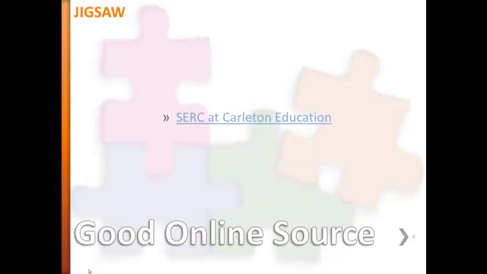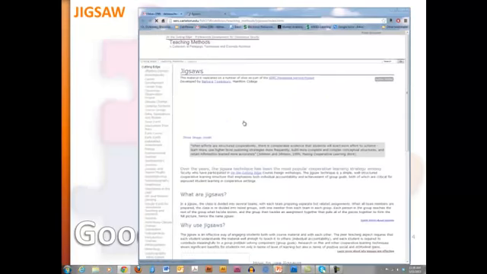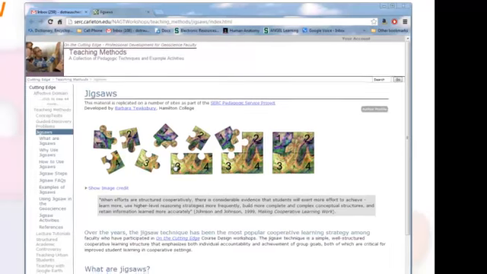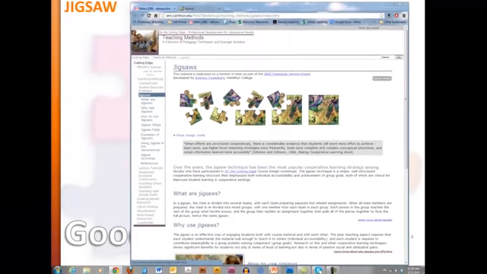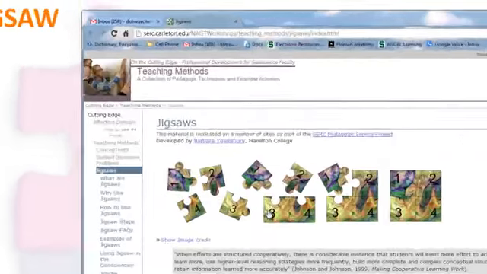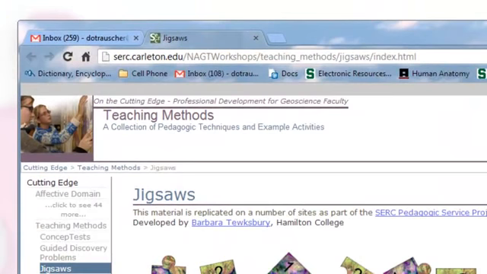A good online source for a variety of uses for Jigsaw is at SERC at Carleton College. The Science Education Resource Center from Carleton College, Northfield, Minnesota, offers helpful information and suggestions for using Jigsaw in a variety of learning situations. Type in SERC, Carleton College, into your browser search window, and you are sure to find it.